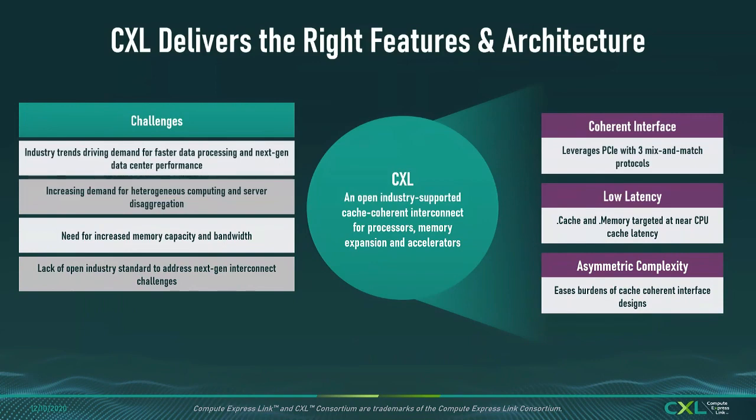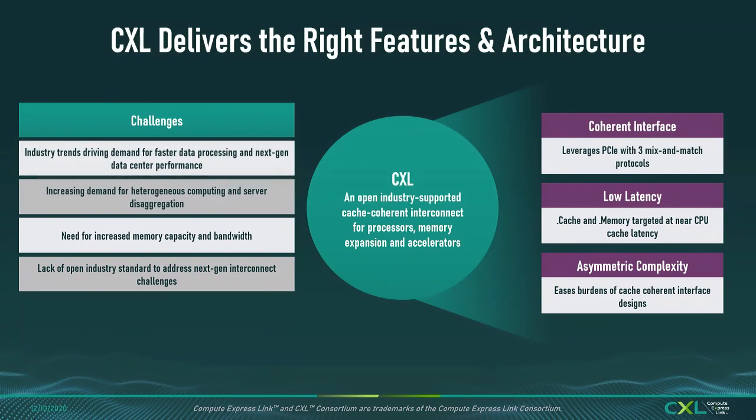So when all these member companies come together, we're doing so to deliver the right features and architecture to address these challenges. The challenges imposed by those market drivers I touched on earlier drive the need for faster data processing, heterogeneous computing, memory bandwidth and capacity expansion, as well as tuning of these attached compute and memory resources for a specific targeted application workload. CXL comes together to solve those challenges and is an open industry standard providing a higher performance cache coherent interconnect between the processors, the memory, as well as the accelerators.